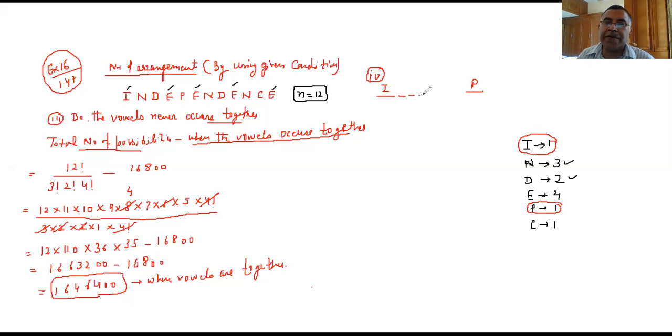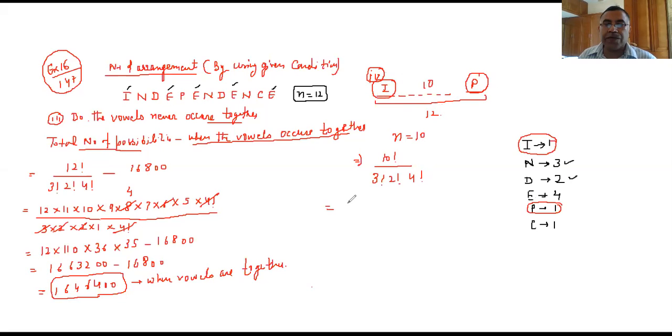So how many letters will be in between? 10, because 10 plus 1 is 11, plus 1 is 12, total is 12. So 2 are fixed. I is fixed and P is fixed. For the rest, n is 10, so it will be 10 factorial divided by how many are repeating among the 10. N is repeating, D is repeating, E is repeating. So this will be 3 factorial, 2 factorial, 4 factorial.